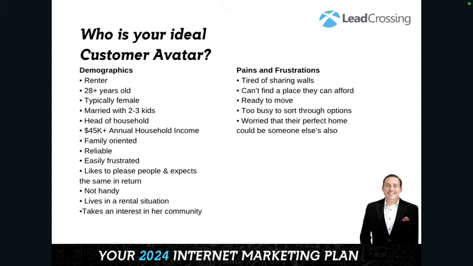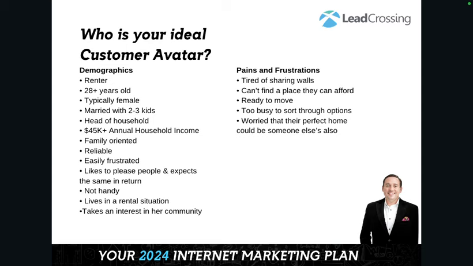They may currently be a renter, 28 plus years old. Some of these may be different for you, so these are just some examples. Typically, we find that it's the female that reaches out. Most of the time, they're married with kids or have kids living in the home. Sometimes they're the head of household, with a household income of 45,000-ish. They're usually family oriented. More often than not, they're reliable people. They get easily frustrated though. They want to please people and they expect you to do the same for them. They're not really handy, so they're not looking for fixer-uppers typically. More often than not, they live in a current rental situation and they've taken an interest in your community.